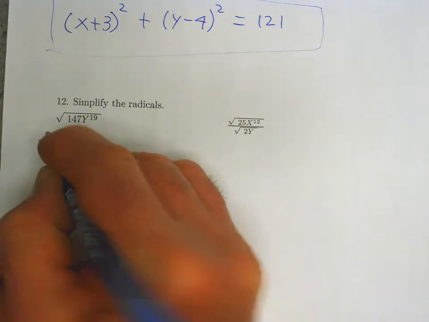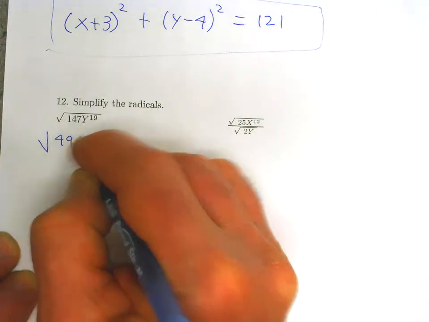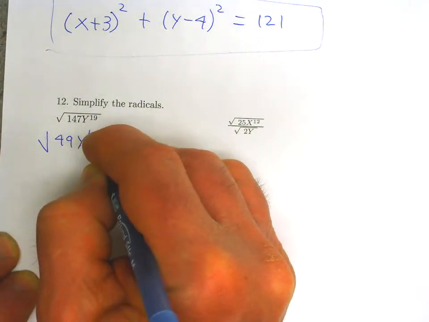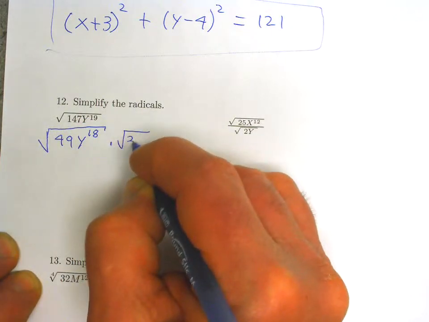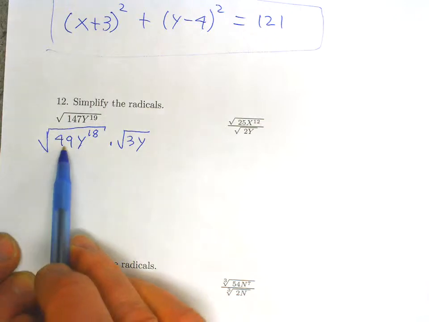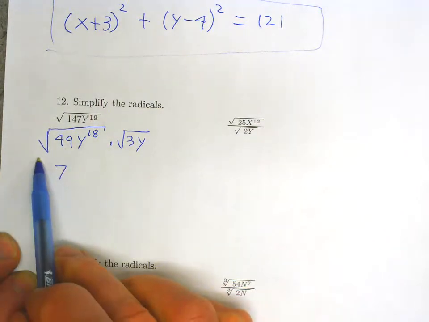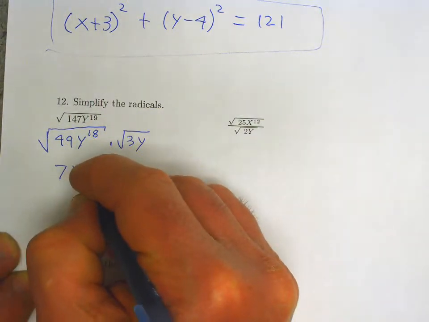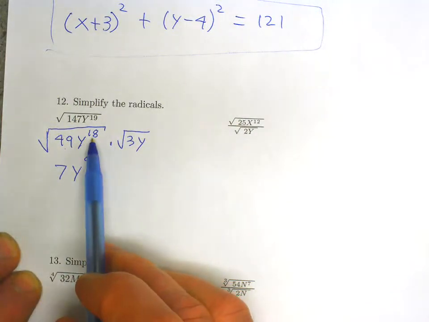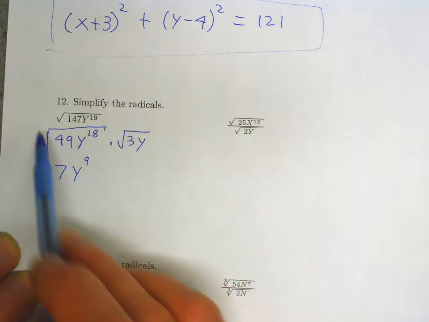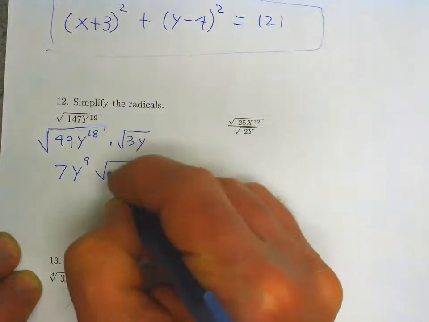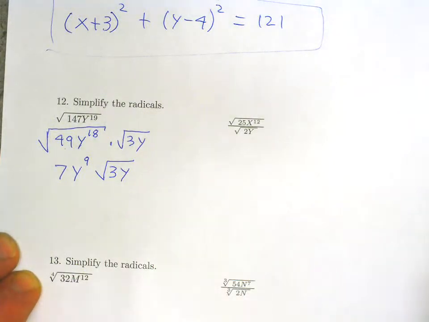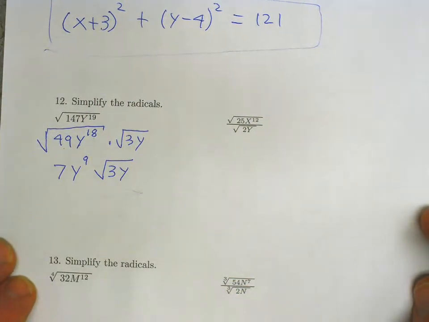So we can rewrite this as the square root of 49y to the 18th times the square root of 3y. And then the square root of 49 is 7. The square root of y to the 18th is y to the 9th, because we divide the exponent 18 by the index 2. 18 divided by 2 is 9. And so the simplified answer is 7y to the 9th times the square root of 3y. This is as far as we can simplify that radical.